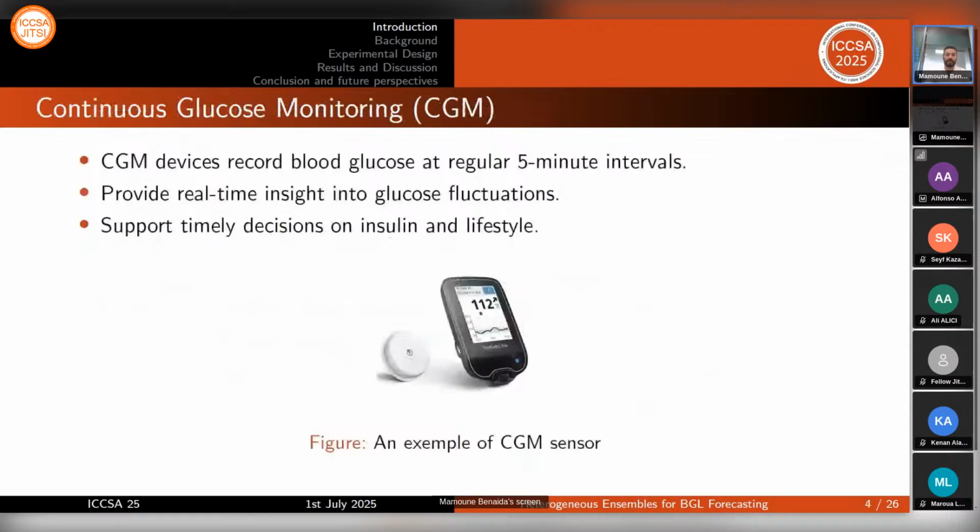For that, the continuous glucose monitoring device, and below this is an example of this CGM sensor. These devices have revolutionized diabetes management. They provide glucose readings every 5 minutes, offering real-time visibility into the body's glucose trends. So this data-rich environment is ideal for a machine learning approach to predictions, enabling smarter lifestyle and insulin adjustment.